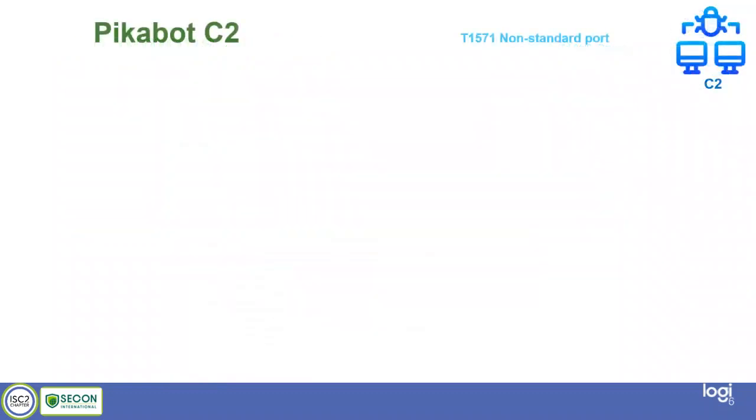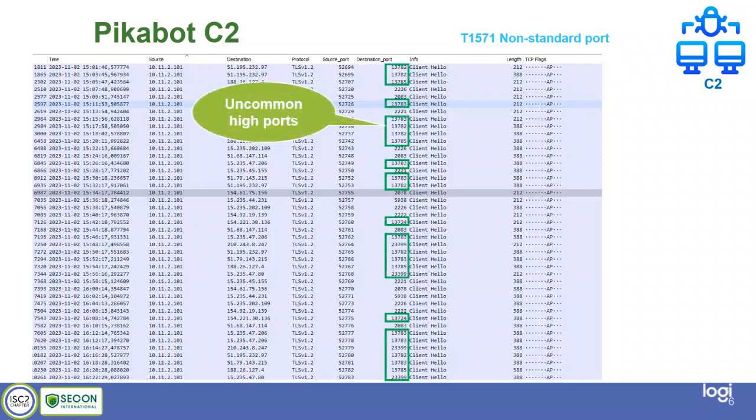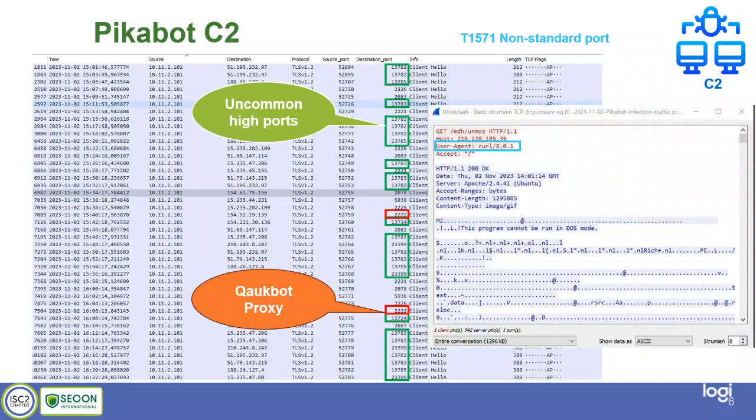From a network point of view, the Qakbot Trojan generates characteristic network traffic. Communication with C2 takes place on high ports. Our port is identical to the Qakbot proxy. User agents should also attract the attention of an analyst or threat hunter because they are non-standard.